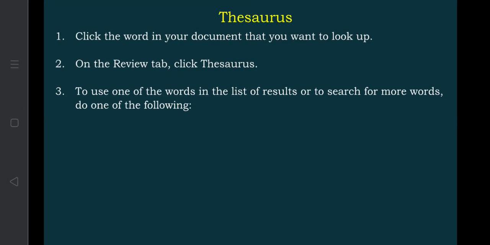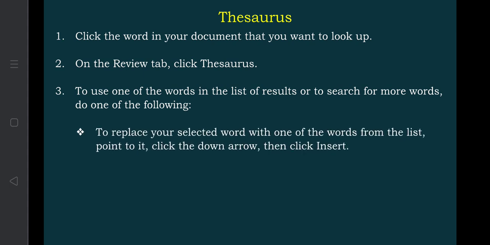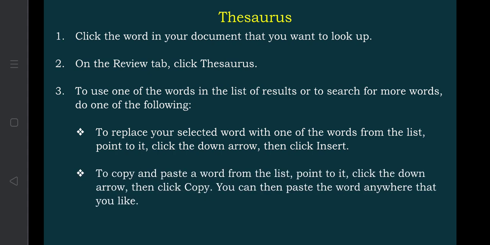Okay, so now to use one of these, what you have to do is replace your selected word with one of the words from the list. Point to it, then click the down arrow, then click Insert. When you click Insert, it will insert the synonym into your document. To copy and paste from a word list, as we have just seen, it may give a single word or a list of words.